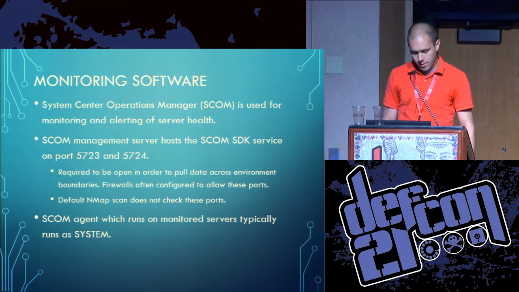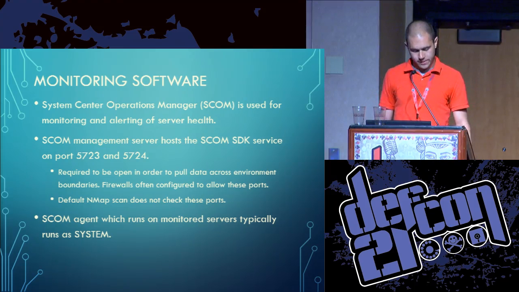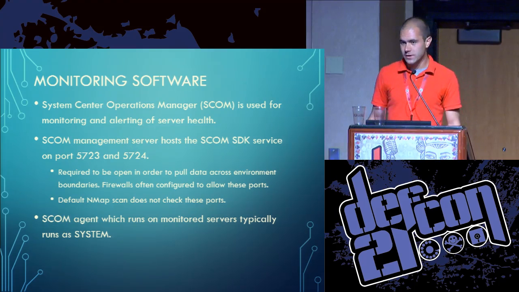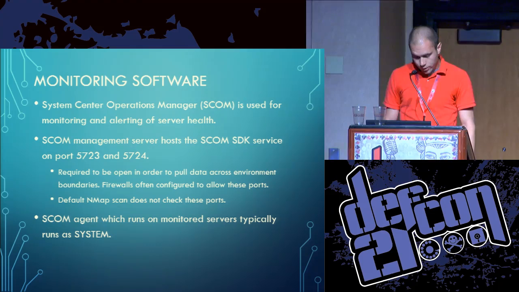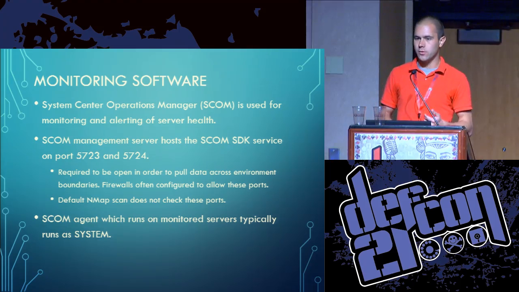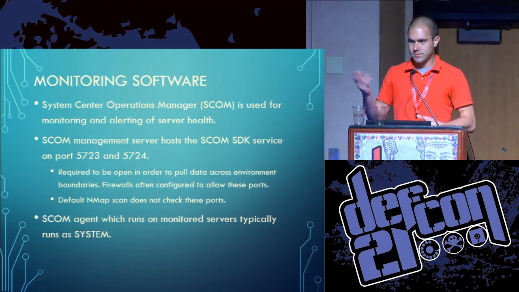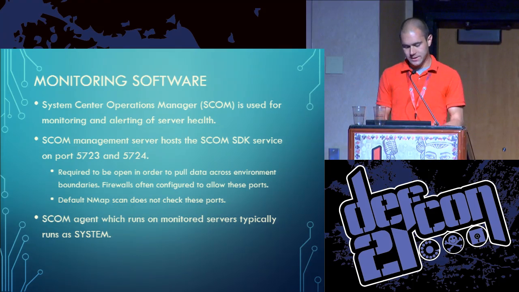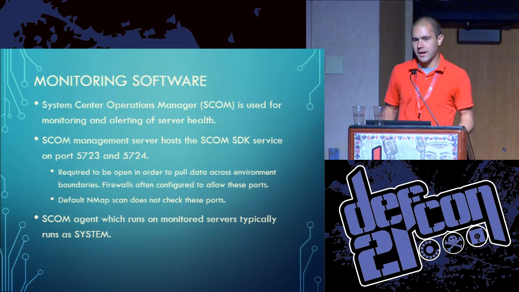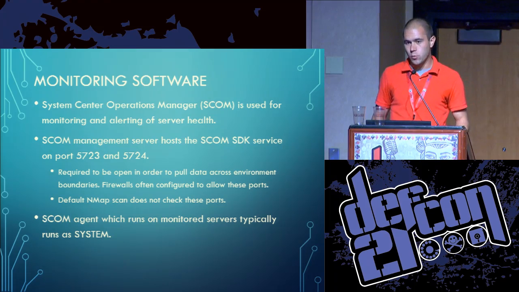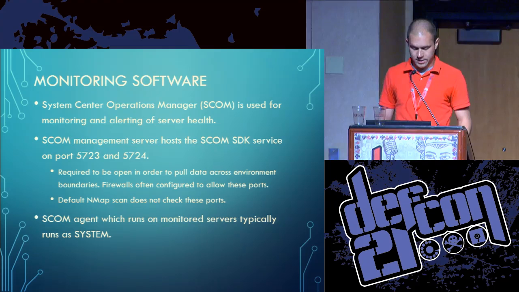First we'll look at SCOM, which is used for monitoring and alerting of health. The SCOM SDK service is what it uses to interact with the agents and everything. It's opened up on 5723 and 5724, and these are required. These need to be open if you want to access the SCOM management, like if you actually want to look at the alerts. Oftentimes organizations have these open in the firewall in order to look at alerts out of the environment because they want to act upon them, right? Nmap, for instance, won't scan for these, so if you use Nmap, you'll need to add these to the list, and you'll see why in a minute.